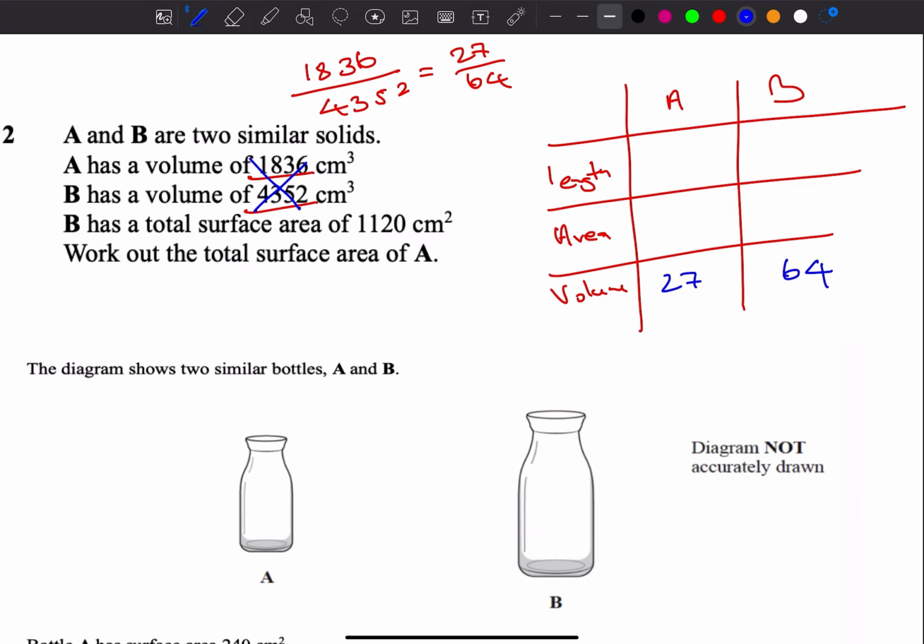You can go back to the length. Cube root of that is 3. Cube root of that is 4. Square that to make it area, which is 9. Square it is 16. The total surface area of B is 1120. So 1120 divided by B, which is area, right? 16, times it by area of A, 9. 630 is the area of A. Simple. Is that okay?